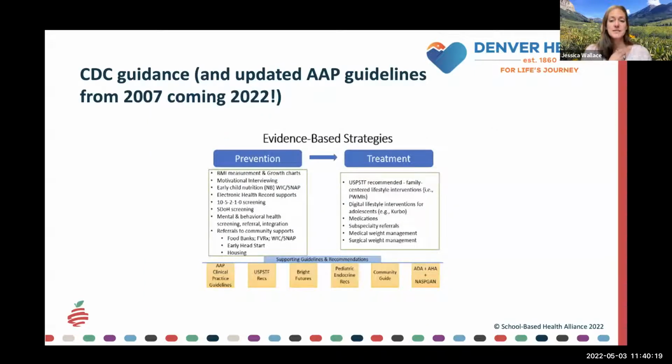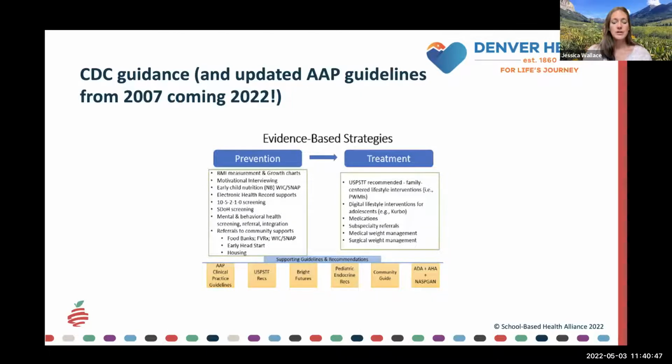This is a slide from the CDC, but it basically shows all of the different evidence-based strategies that exist for prevention and treatment. There's a lot of different guidelines that feed up into this. Those are kind of the boxes at the bottom. Don't worry about memorizing this. It's just to kind of show a framework that there is a lot that can be done and kind of how we at Denver Health have looked internally to build that up.